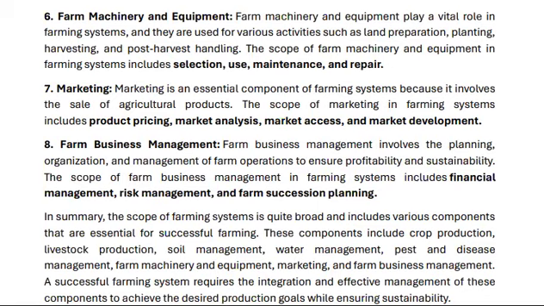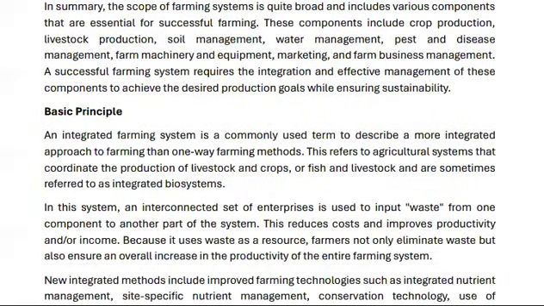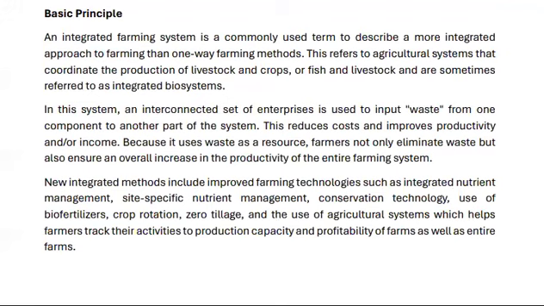Now let us proceed to the basic principle of farming system. So one integrated farming system, IFS, is a commonly used term to describe a more integrated approach to farming than one-way farming method. More integrated. This refers to agricultural systems that coordinate the production of livestock and crops, or fish and livestock, and are sometimes referred to as integrated biosystems.